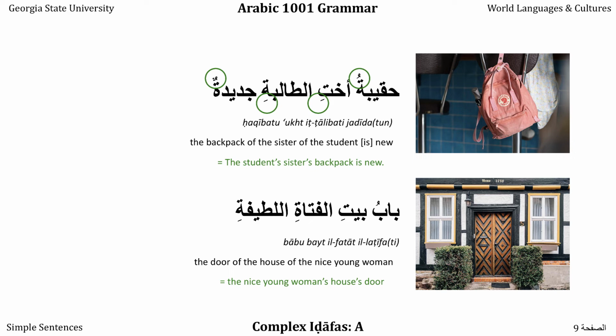In the second example, bab gets a single dhamma because it is the first word in the idafa. It is definite because it is a non-final word, even though it cannot be marked as definite, and it is by default in the marfu' case.